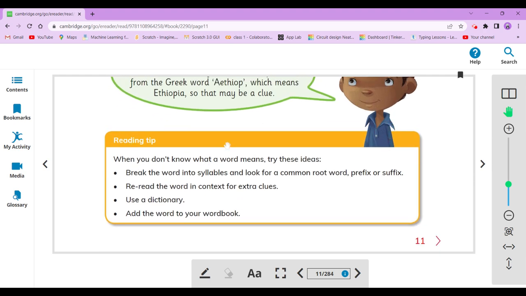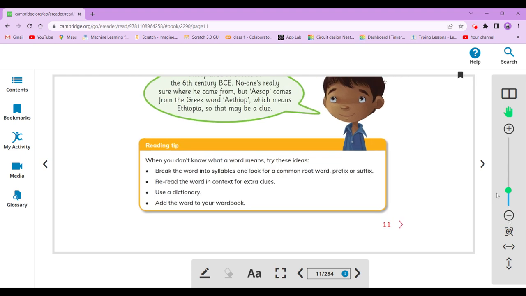Here is a reading tip I'm going to give you. When you don't know what a word means, try these ideas. Break the words into syllables and look for a common root word, prefix, or suffix. Reread the word in context for extra clues. Use a dictionary and add the word to your wordbook.